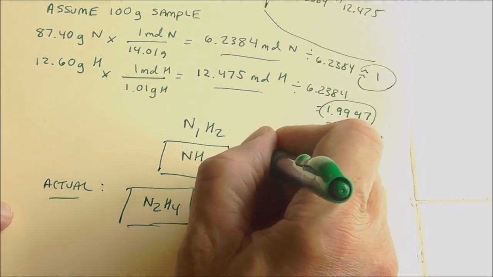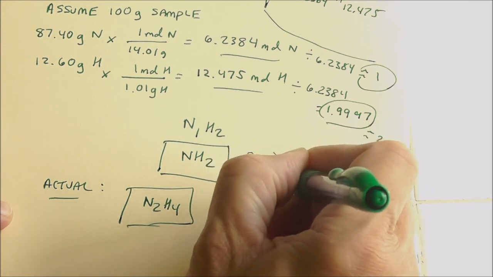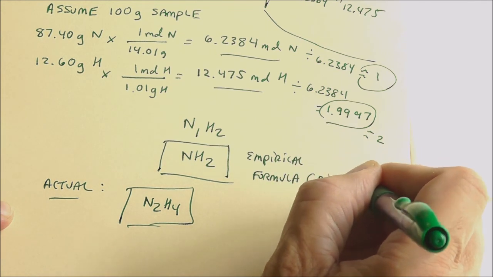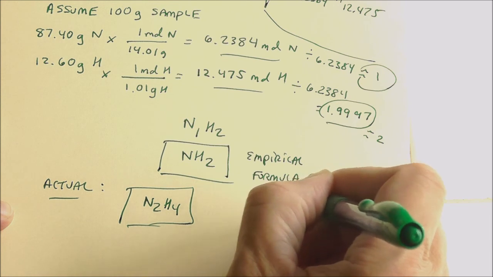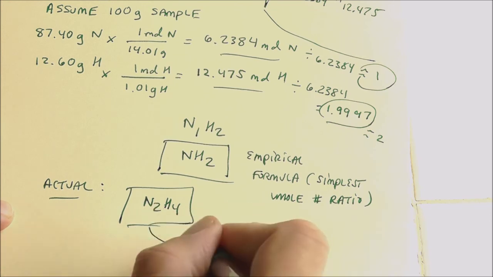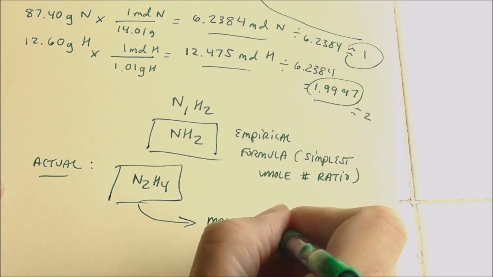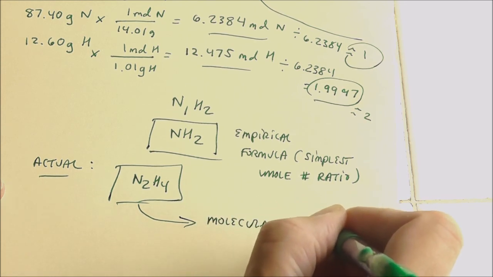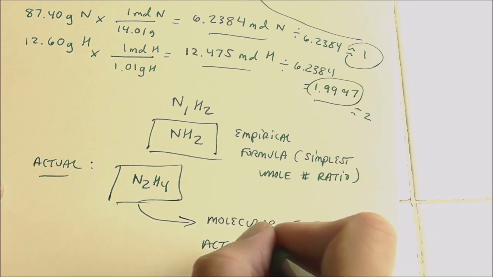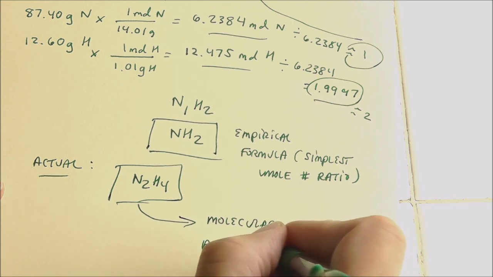This is called the empirical formula. That is the simplest whole number ratio. This is called the molecular formula. And that is the actual composition, that is the actual contents, or the actual number of atoms.